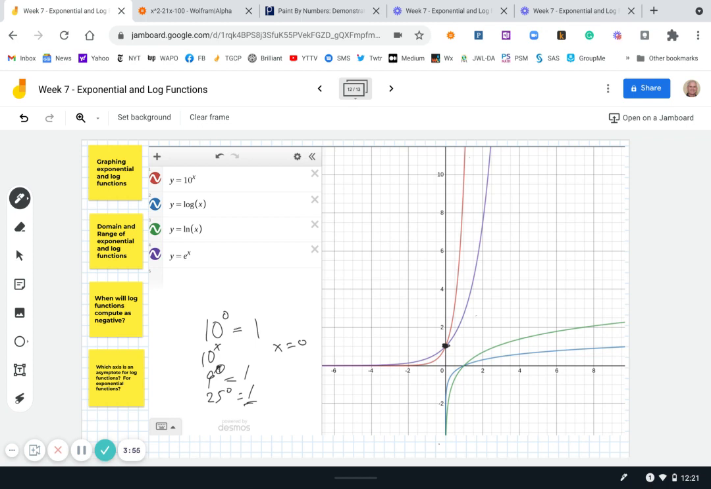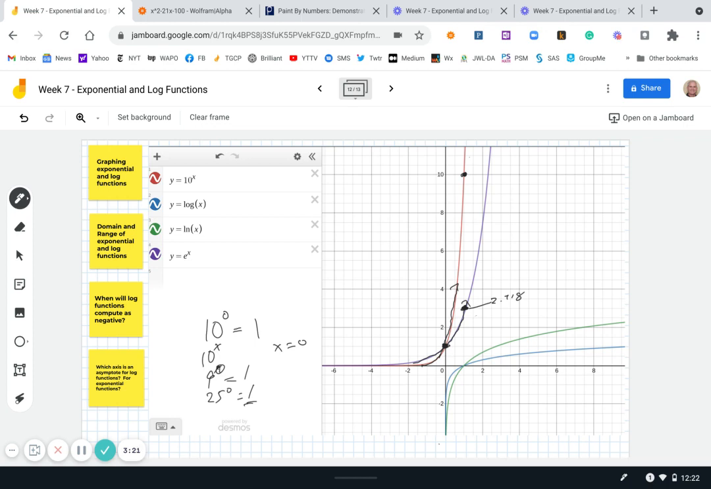You notice here that this 10 to the x curve moves up much quicker than this e to the x. And the reason is, again, the value of e is 2.718. So you see 10 to the 1 is right here, and then e to the first power is right here, right along this, and that value should be 2.718.